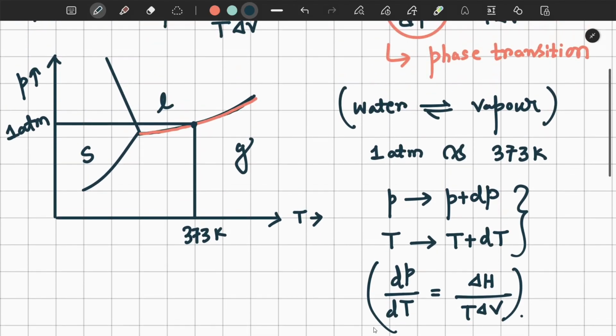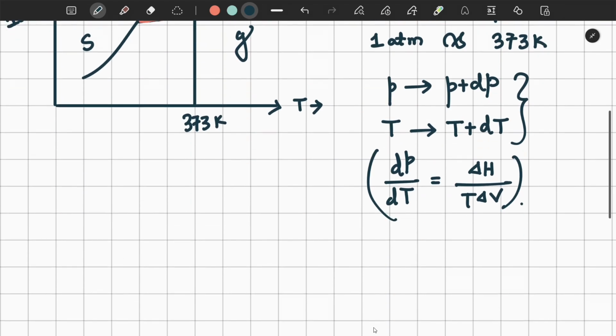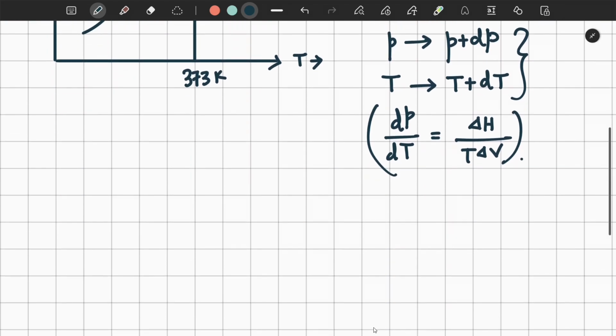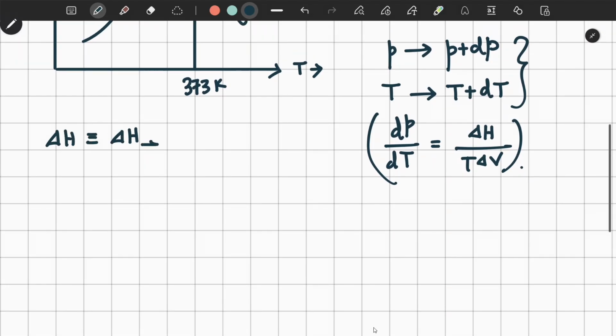But that must be a phase transition. Because if it is not a phase transition, then what does dP/dT mean? There is no curve, and the slope will exist only if there is a curve. So here delta H is essentially delta H transition, and delta V is also the delta V transition. That may be any transition.